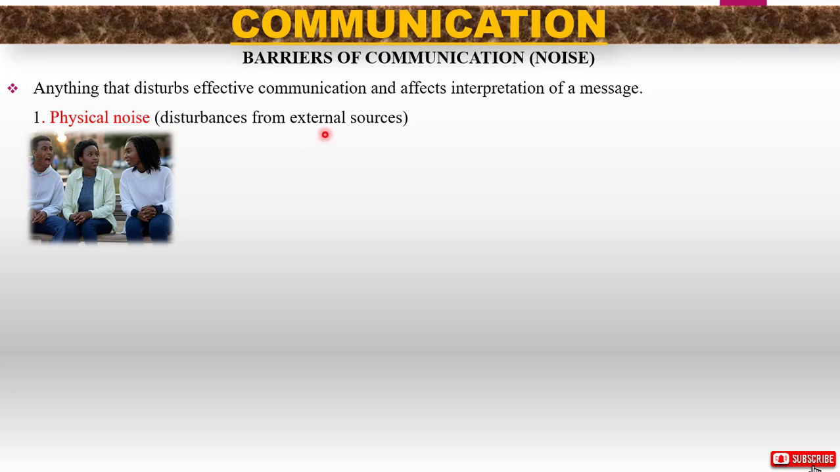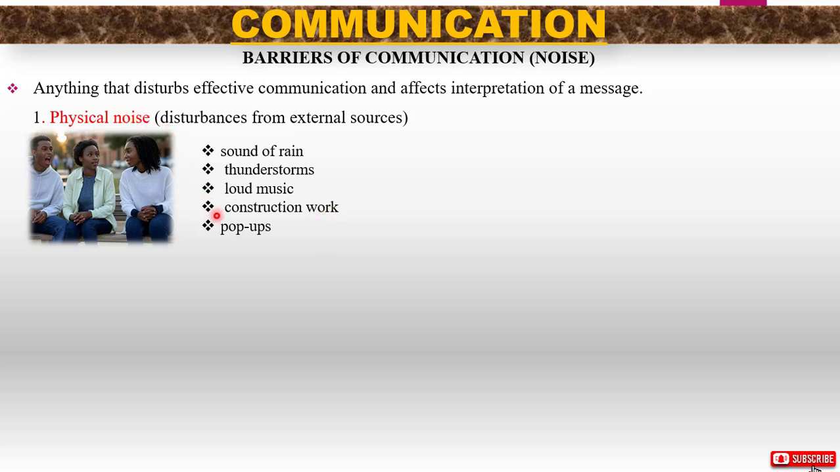The person is an external source of noise. Any other noise that occurs in the background will also be classified under physical noise. For example, if there is a sound of rain, it is physical noise. If there are thunderstorms, then we have physical noise. If someone is playing loud music at the back, it is an example of physical noise. If there is construction work in the background, then it is physical noise.